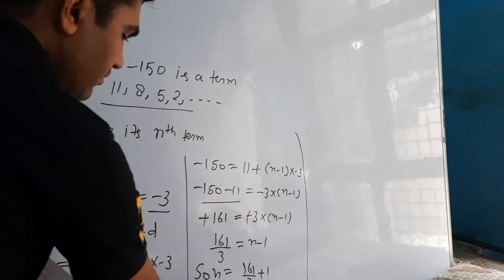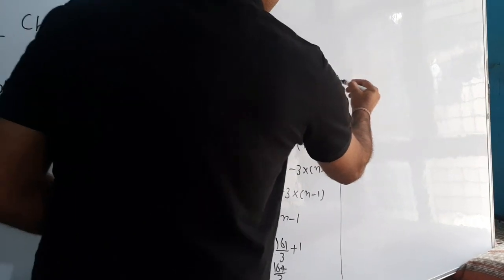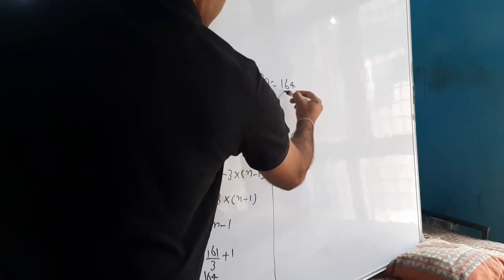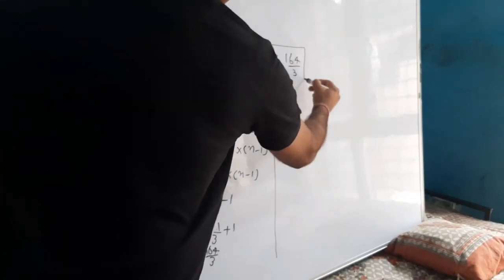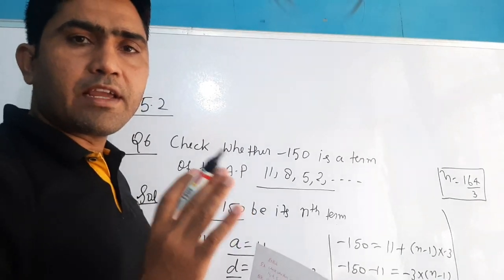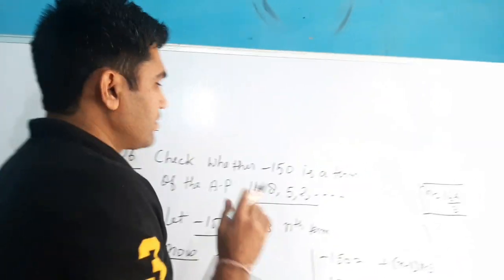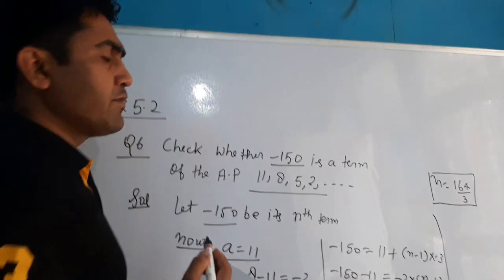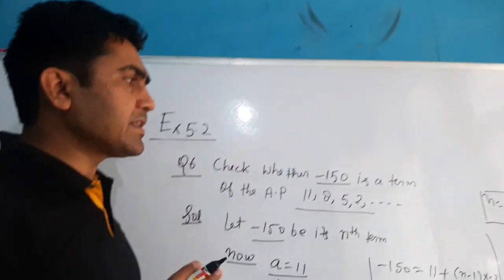Now n equal to 164 upon 3. Now we look at the value of n. The value of n is not a natural number. So minus 150 will not be a term of this AP.